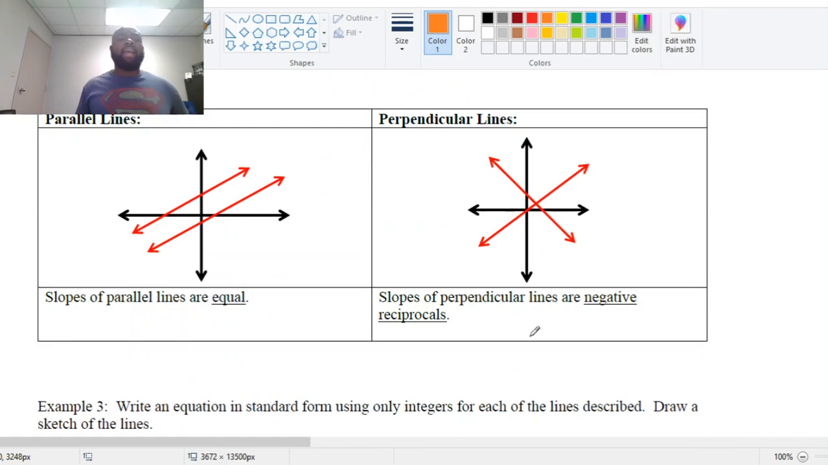We want to talk about parallel lines. Parallel lines, two lines are parallels if they never intersect.